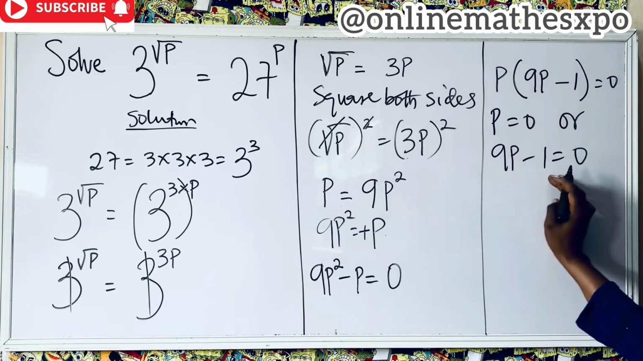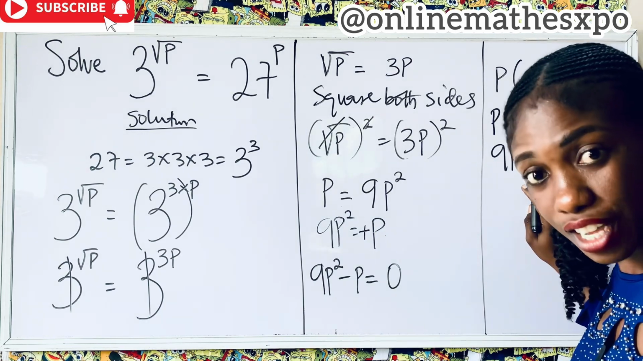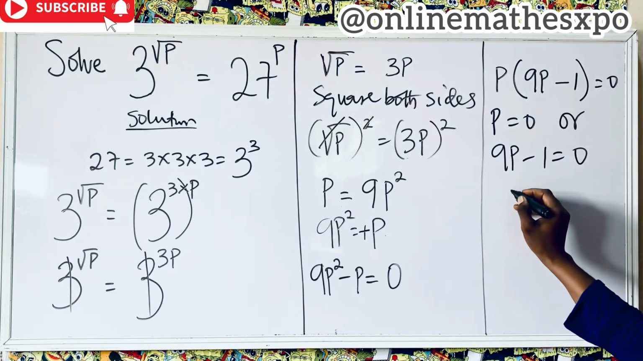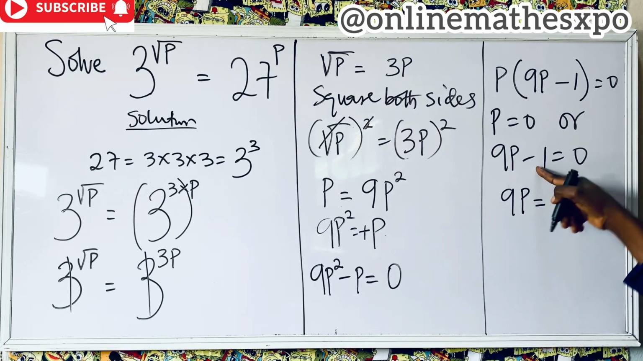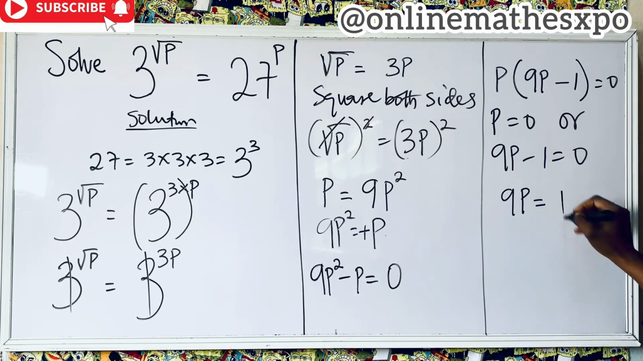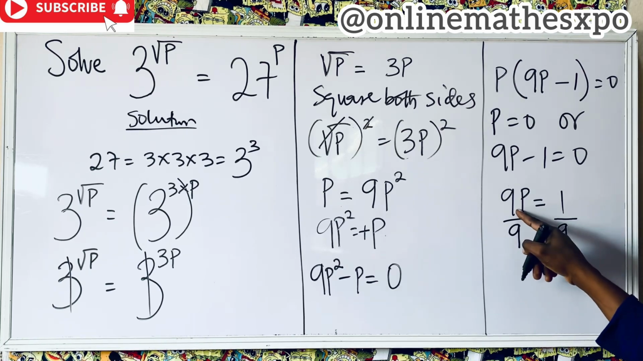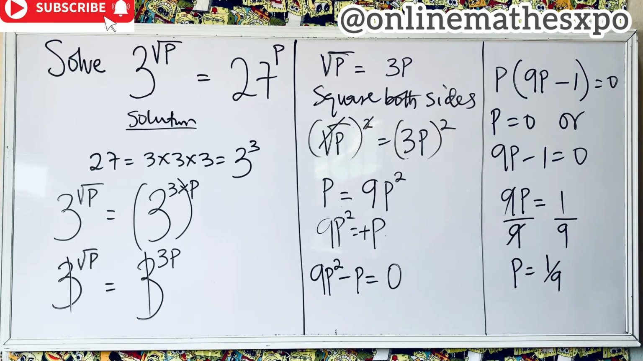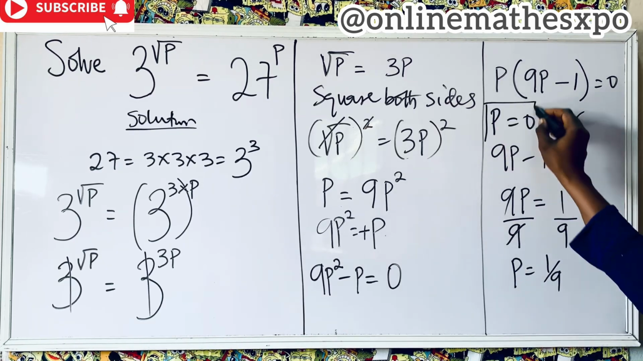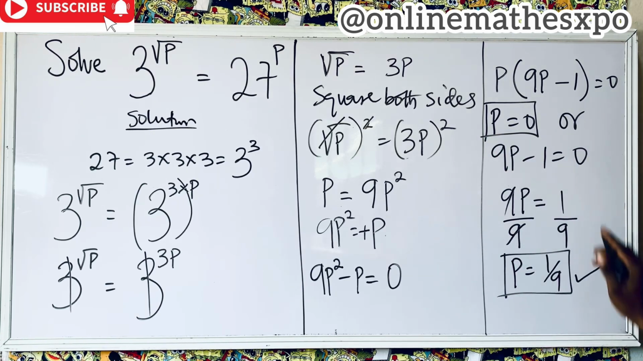So let's solve this. We're going to add 1 to both sides so that you can eliminate negative 1. So if you do that, you are having 9p is equal to, if you add 1 here, it becomes 0. Then add 1 to 0, it becomes 1. So divide both sides by 9, because 9 is the coefficient. So in that case, our p is 1 over 9. So what are the two values of p? Our two values of p are 1 over 9 and 0 as our answer.